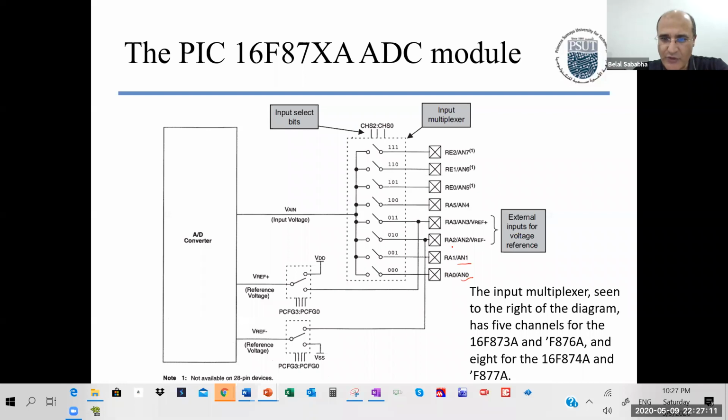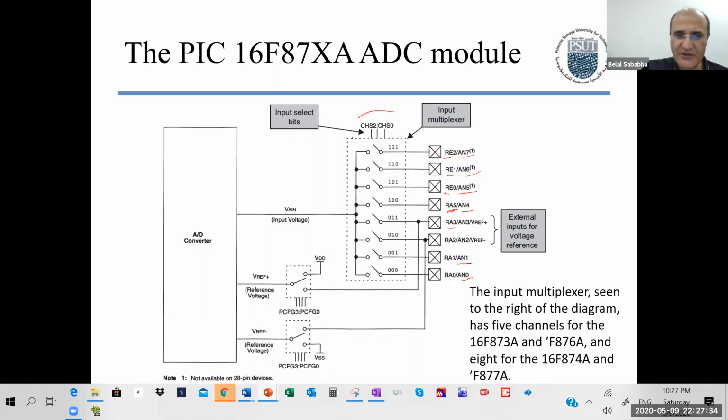Analog channel 2 with port A2. Analog channel 3 with port A3. Analog channel 4 with port A5. Okay? Are you focused? There is no port A4. Then analog channel 5 with port E0, 6 with port E1, 7 with port E2.